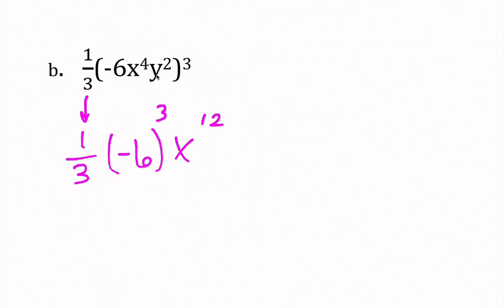Next, I have to give it to this y. Y already has an exponent of 2, but it's being raised to the third power, so we multiply. 2 times 3 is 6.